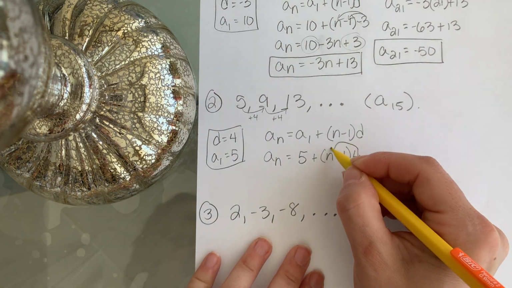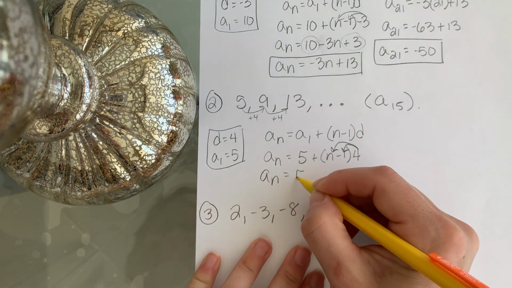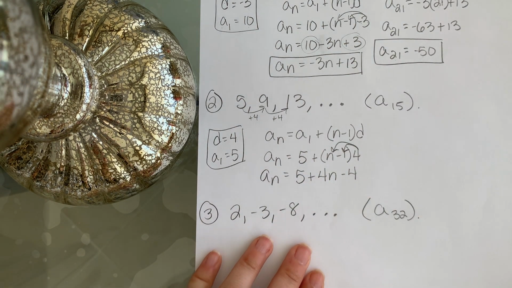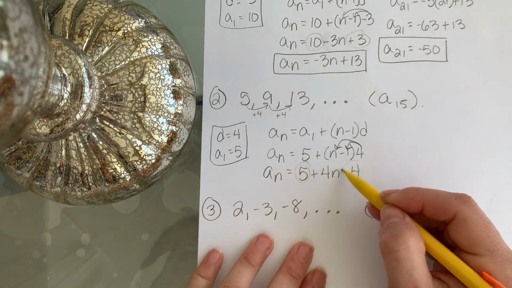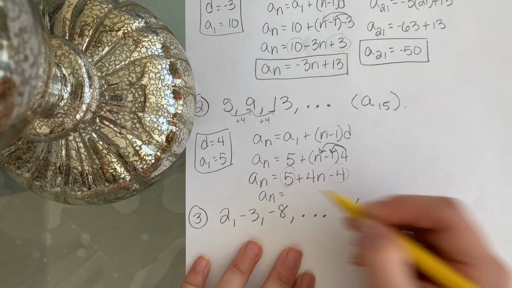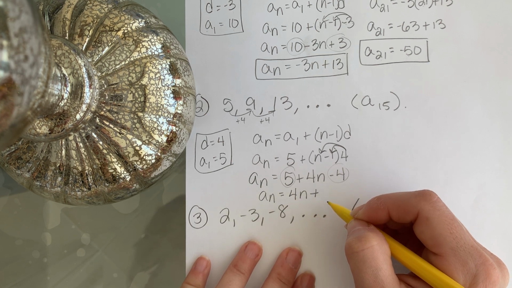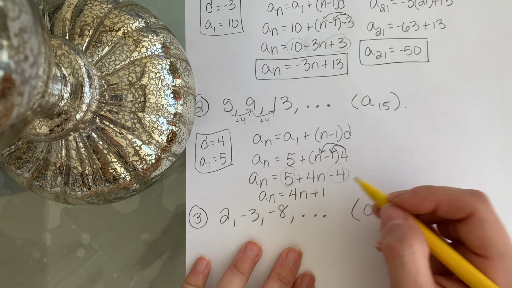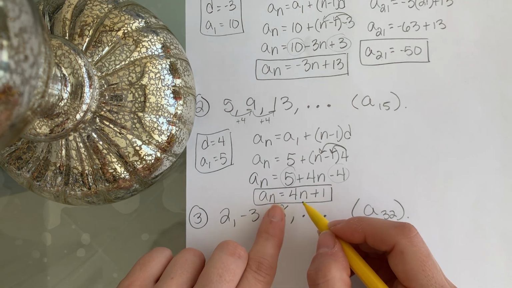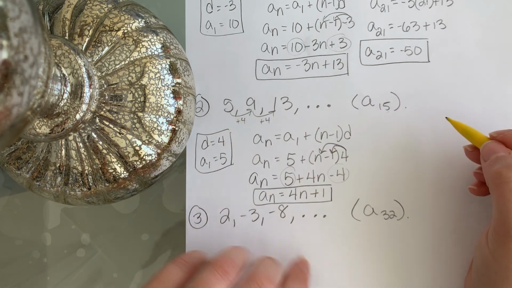And from here we're going to distribute the 4 to the inside of the parentheses. So we have a sub n equals 5 plus 4n minus 4. Combine your like terms and you get a sub n equals 4n plus 1, I believe. 4n plus 1. So there's your formula. Now you're going to use that formula to find the 15th term of this sequence.